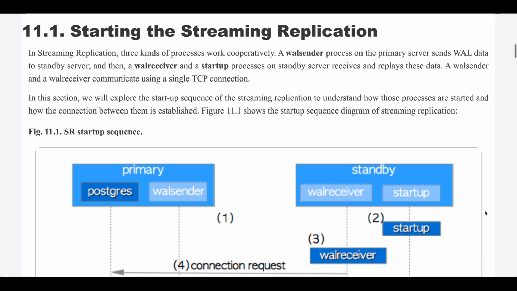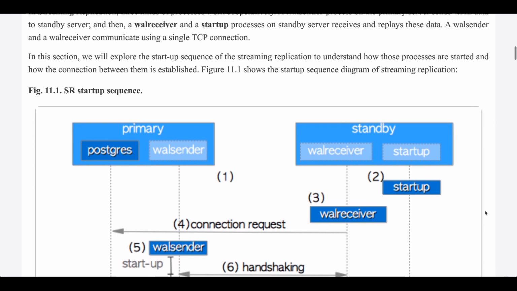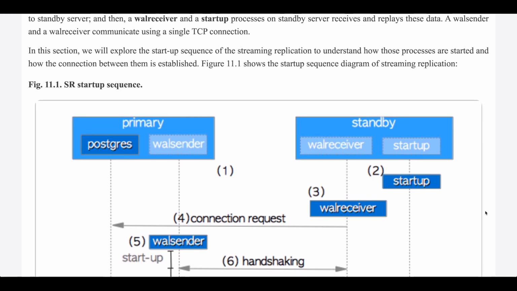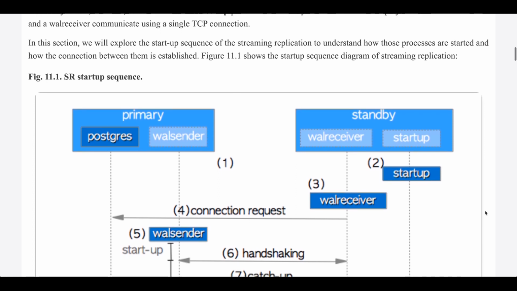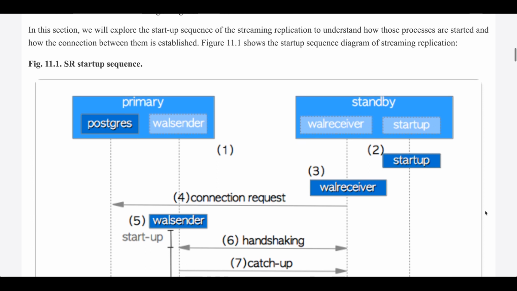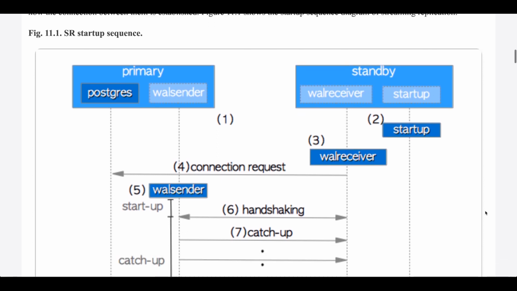A WAL sender and WAL receiver communicate using a single TCP connection. In this section, we explore the startup sequence of the streaming replication to understand how those processes are started and how the connection between them is established. Figure 11.1 shows the startup sequence diagram of the streaming replication.